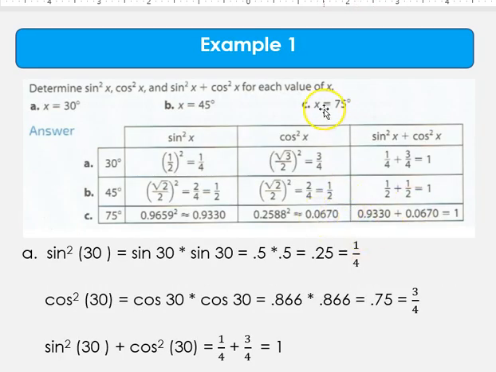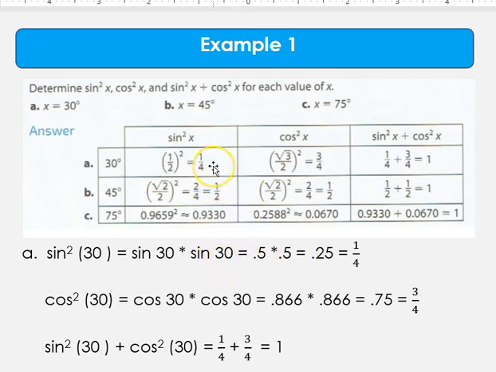So here's an example. In example 1, we're going to determine sine squared x, cosine squared x, and sine squared x plus cosine squared x for each value of x. So we have for a, x equals 30. Let's go ahead and work this out, and I'm working it out the long way, using decimals. In your book they use fractions. If I can use a decimal instead of a fraction, I do.